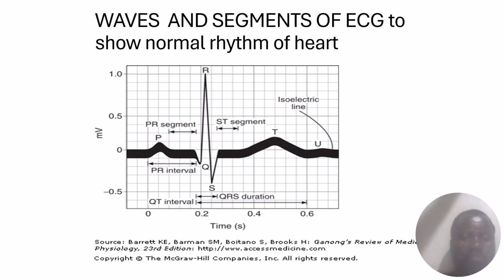Then after the P wave, we have the QRS complex, a combination of Q, R, S waves. This complex depicts the depolarization of the ventricles that takes place after the atria have depolarized and are going into relaxation. Then the ventricles begin to depolarize. Then the relaxation of the ventricles is picked up by the T wave going into the U wave. So this is the normal ECG tracing.